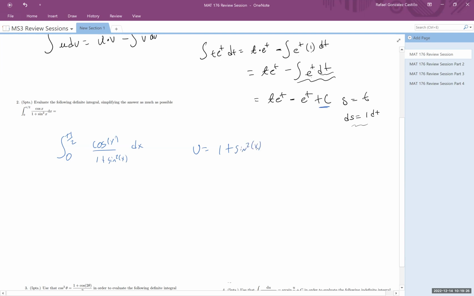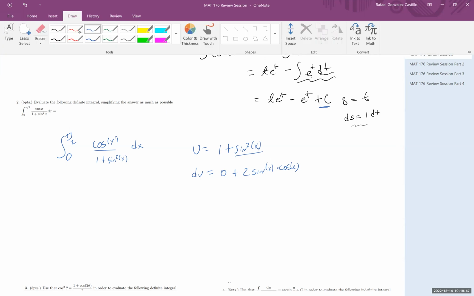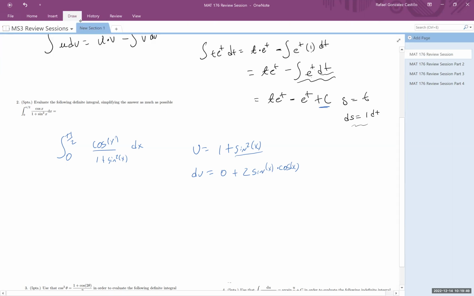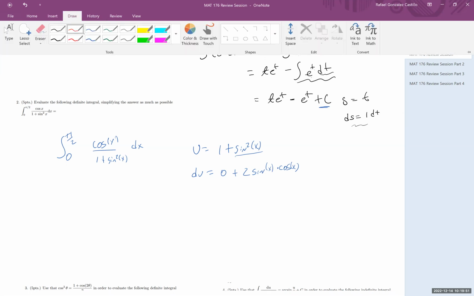If you allow the entire denominator to be u, then du, the derivative, is going to be 0 because the derivative of 1 is 0, plus here you have to use the chain rule, so it's going to be 2 times sine of x times cosine of x. I'll do that on the side in case you don't see it.